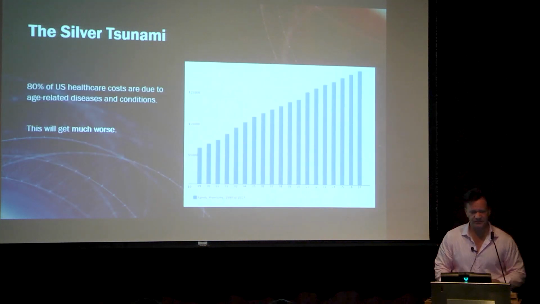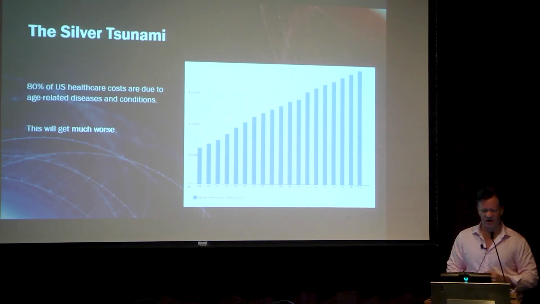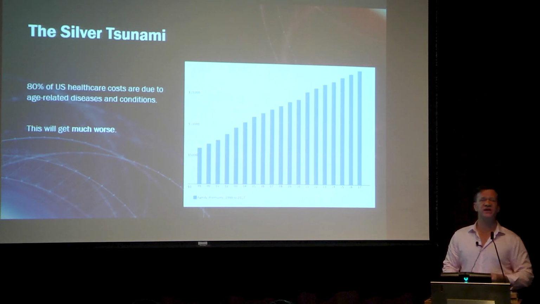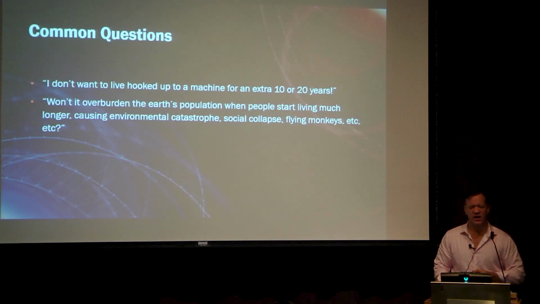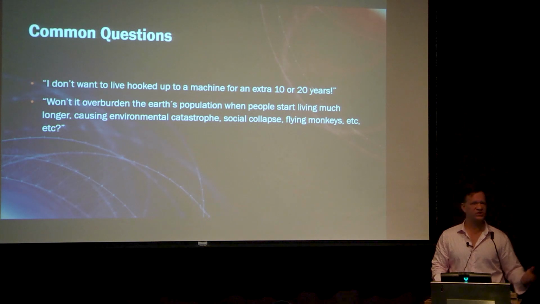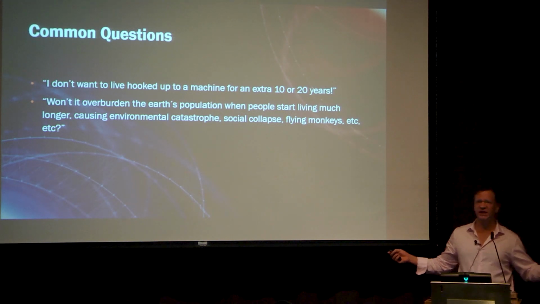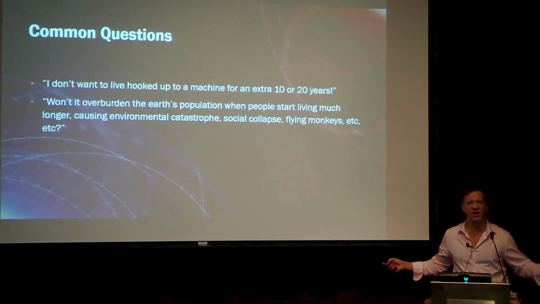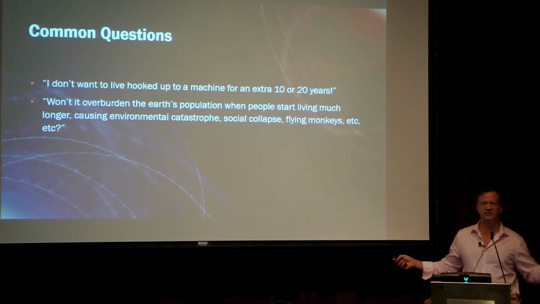The silver tsunami. 80% of US healthcare costs are due to age-related diseases or conditions, and that number is going to keep going up over time. People will often say, okay, I don't want to live hooked up to a machine for an extra 10 or 20 years. By the time I'm 80, I'm probably going to be lying in a hospital, hooked up to a machine, artificial pacemaker, and so on. What's the point of extending that?